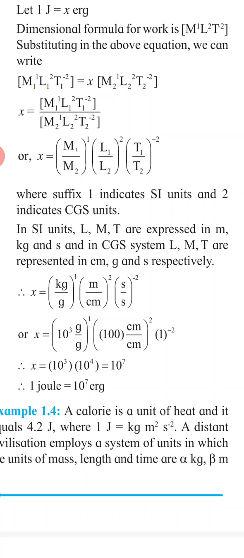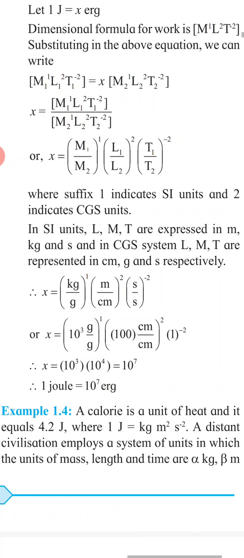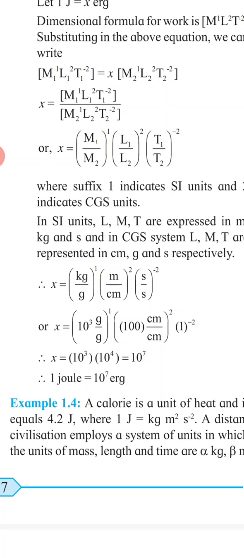So here the remaining term will be what? 100, centimeter cancels out, bracket to the power 2. So 100 raised to 2, it is nothing but what? 100 raised to 4 means what? 10 to the power 4, which we can write. And here the remaining term is what? Minus 1 raised to minus, so it will be 1. And here 10 to the power 3. So 10 raised to 3 into 10 raised to 4. Whatever be the powers of 10, those powers will be added or subtracted. So it will be 3 plus 4 is equal to 7. So therefore 1 joule is equal to 10 raised to 7 erg.